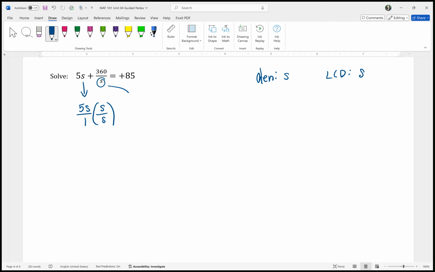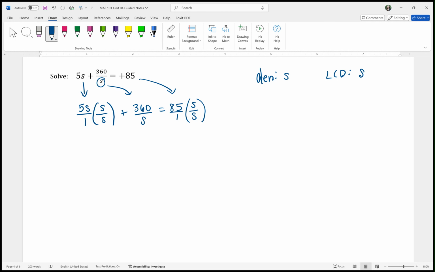Okay, moving on. Look at our next term. We've got plus 360 over s. Luckily, that already has the s we need, so we can keep that and don't have to multiply anything there. And then we're going to bring down the 85. So equals 85. This is 85 over 1. And I need to multiply something by 1. And what do I need to multiply there? I need to multiply s. And again, s over s.